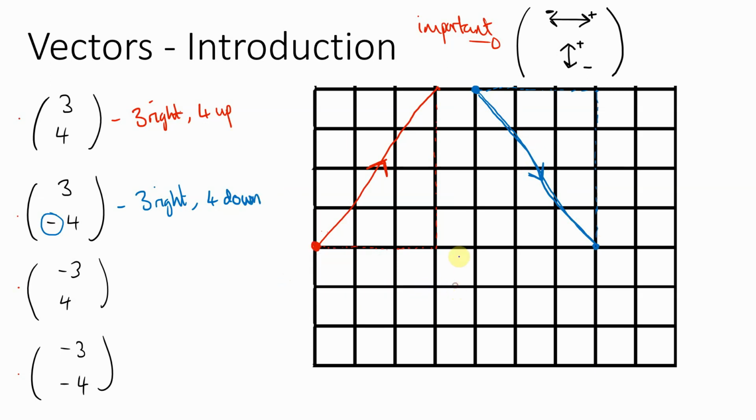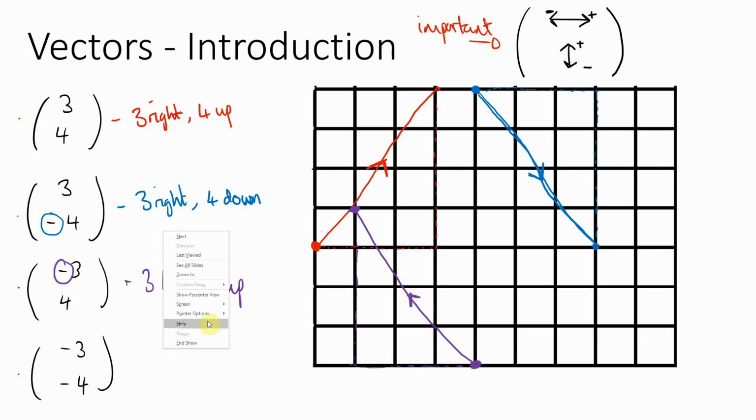Let's go for purple. So this one is going to be 3 left and 4 up. Left because of this negative sign here. So I'm going to start here. So 3 left, 1, 2, 3, and 4 up, 1, 2, 3, 4. We're going to end there. So let's get our line between these two and draw an arrow to show which way we've gone. So we've gone that way, haven't we?